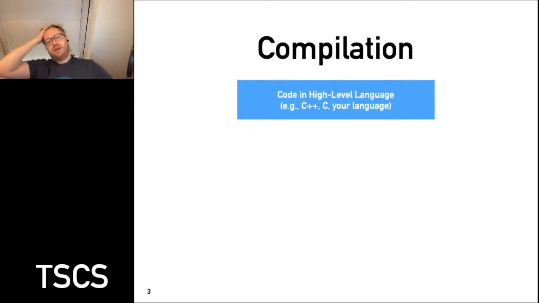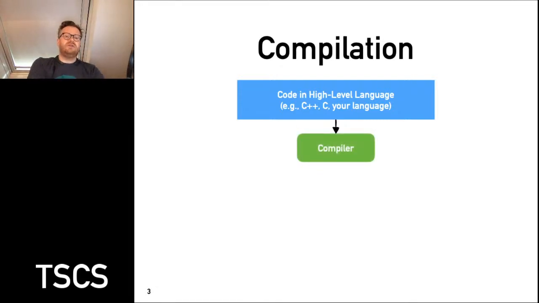So let's have a look at compilation. We call languages that you usually program in high-level languages. So things like C++, C, your languages that you developed, or Java, these are typical high-level languages because they abstract away from the underlying hardware. But eventually they will have to be running on this hardware, and one thing is to interpret them, but another way is to compile them.